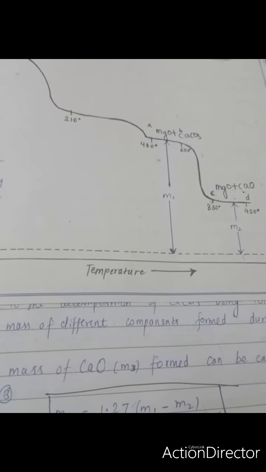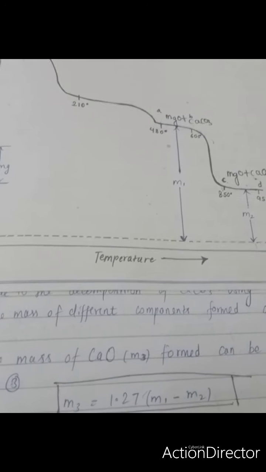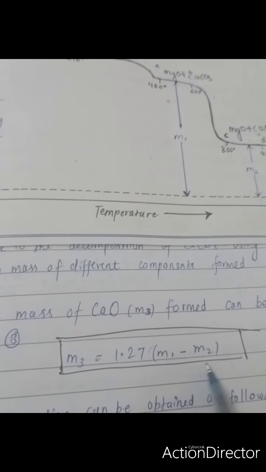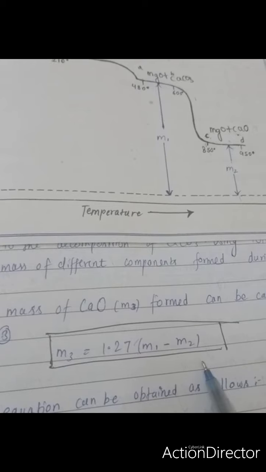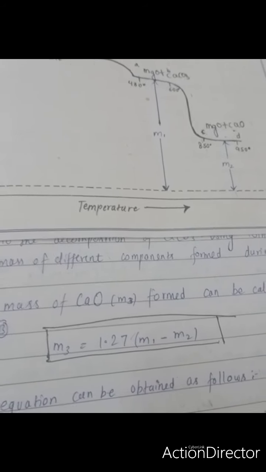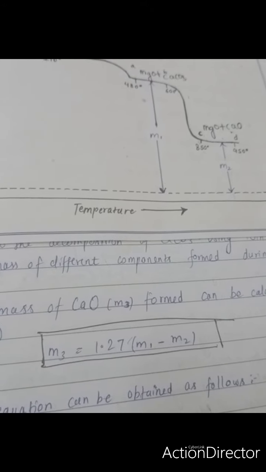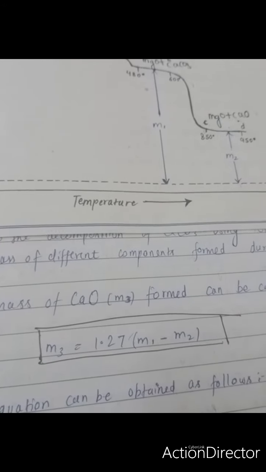The mass of calcium oxide formed can be calculated using this formula, that is M3 is equal to 1.27 M1 minus M2. So calcium oxide is formed by evolution of carbon dioxide when we decompose calcium carbonate.